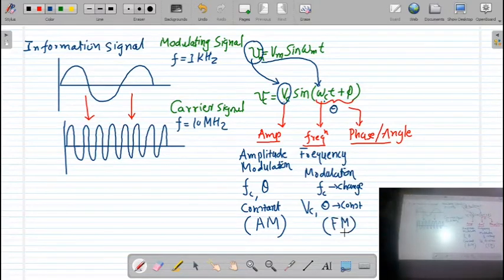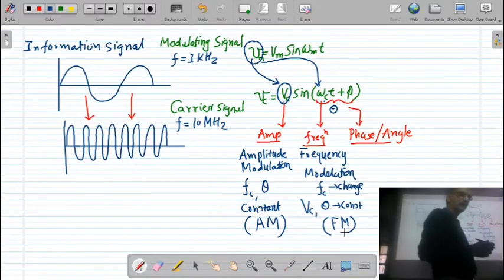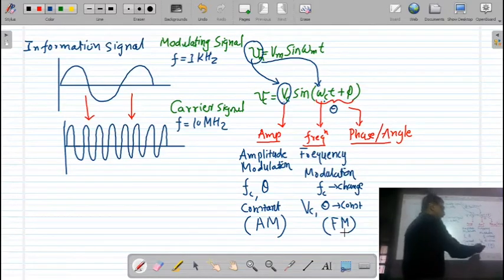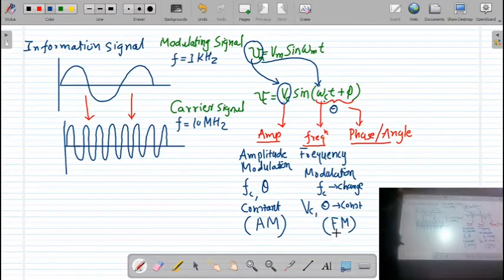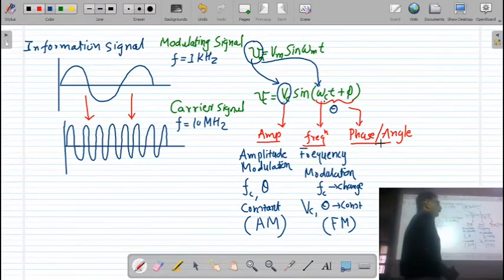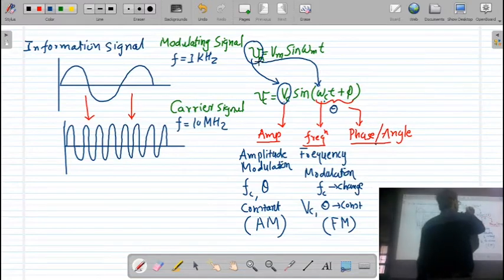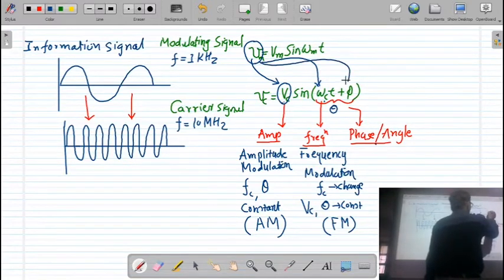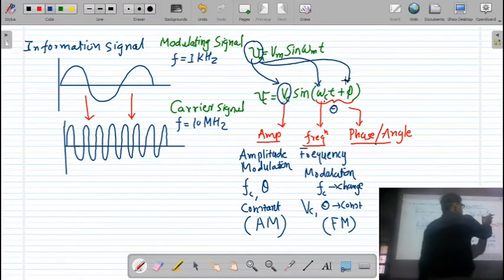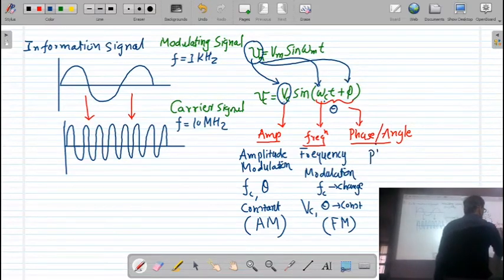Now you are already familiar with FM stations and you are listening to different FM stations. So whatever signal they are transmitting is an FM wave, and your receiver is also going to receive an FM wave. Then the third type of modulation is where the total angle is going to change. So as the amplitude of the modulating signal changes, the total phase of the signal is going to change, and it is known as phase modulation.